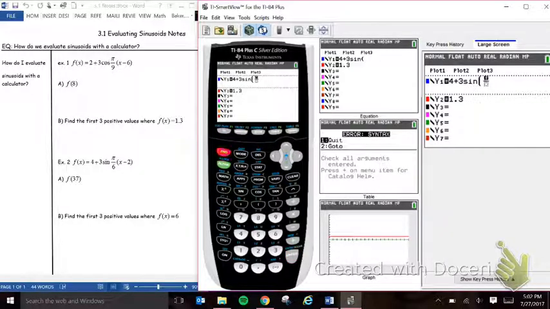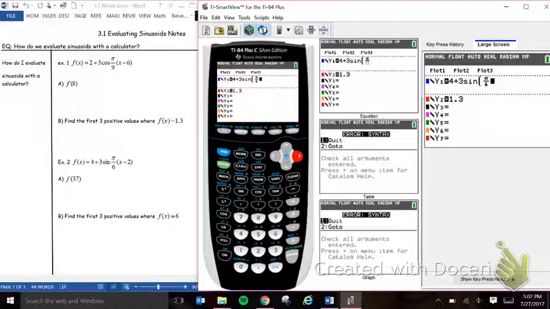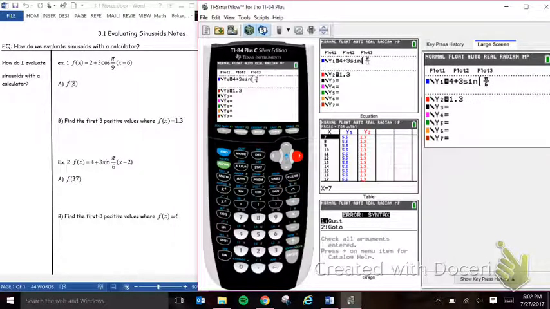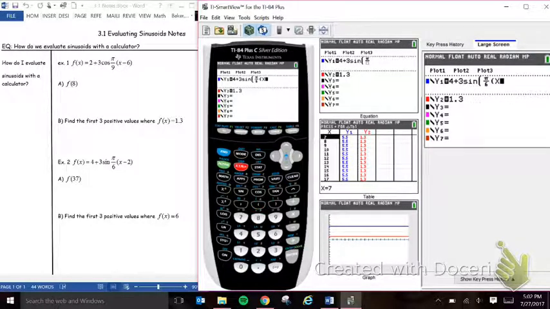And then I've got pi over 6. And I am not going to close my parentheses. That's the important thing. I need to open a new set of parentheses. And then I type in x minus 2. And I can close both of these.